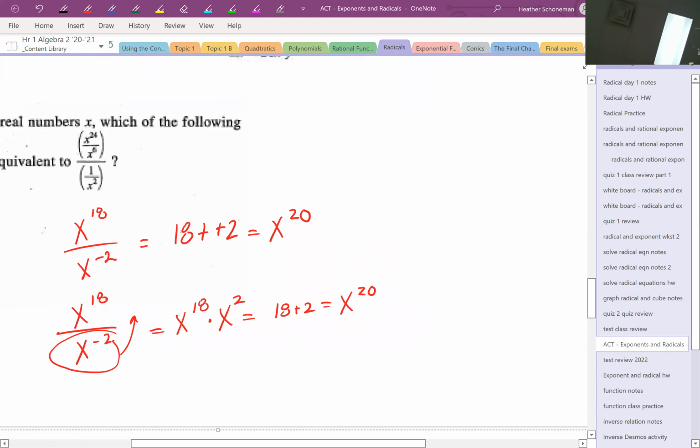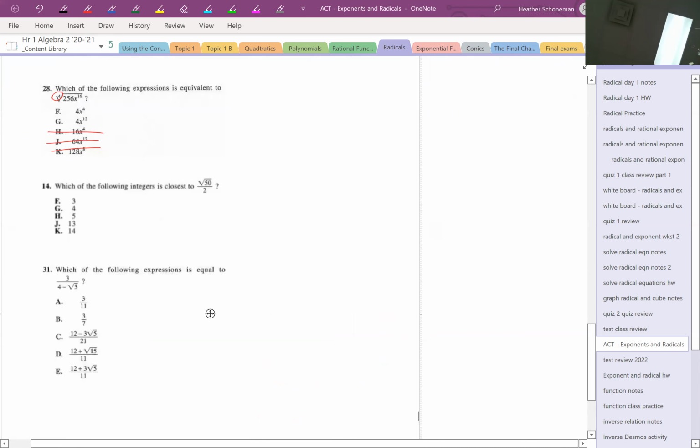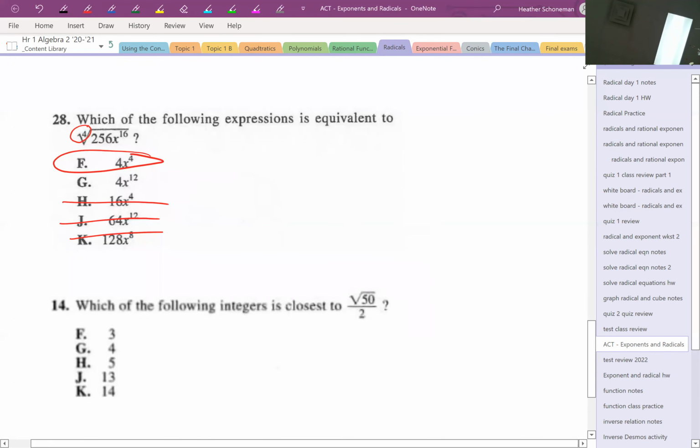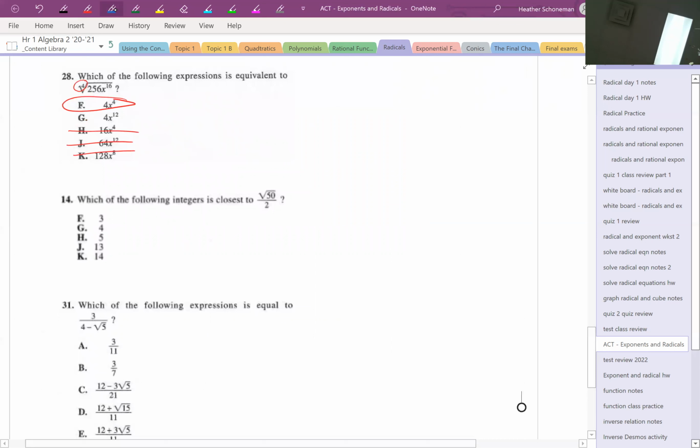Okay, last couple. On number 28, we need to find the fourth root of that. Well, the fourth root of 256 is 4. If you didn't know that, you can put it into your calculator. So right away, those answers are gone. And then the fourth root means they want groups of 4. So how many groups of 4 are in 16? Well, there's 4 of them. So there's your answer.